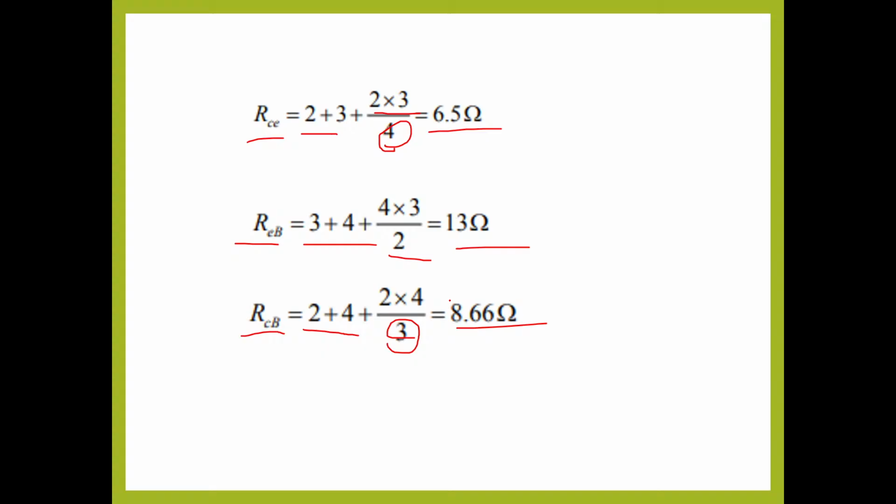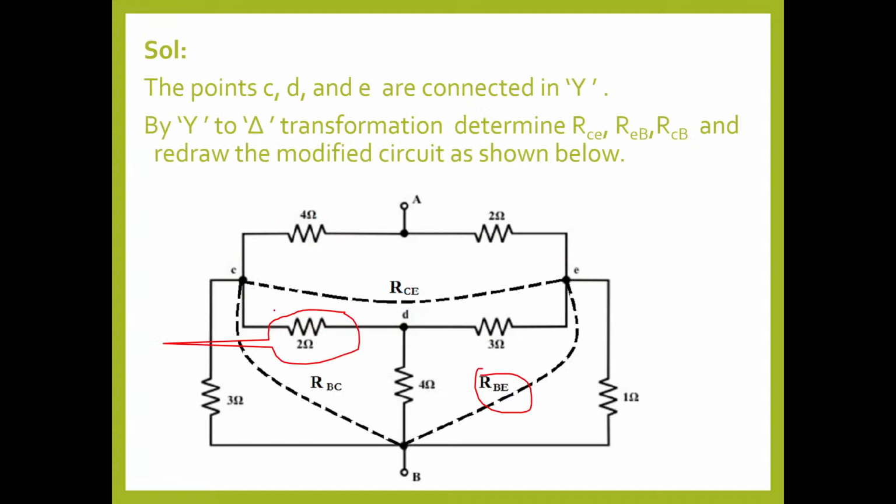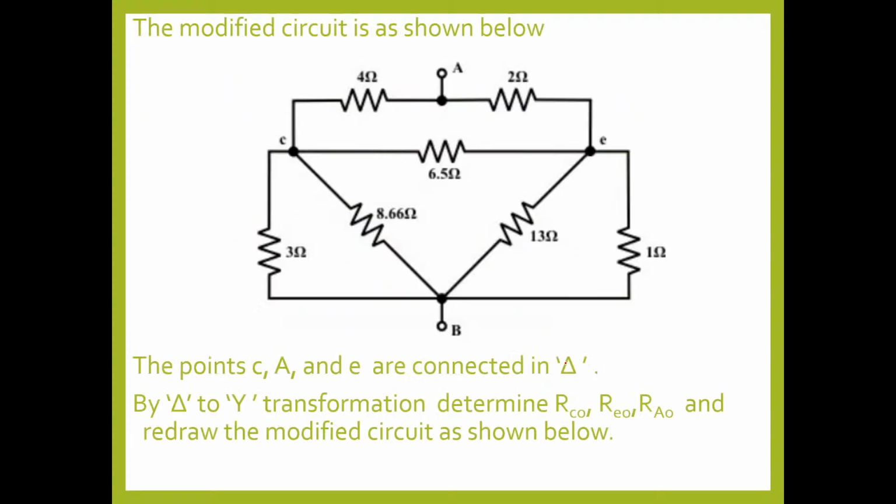Now you just remove all these resistors. Instead of them, draw RCE, RBC, and RBE. So you will get this circuit, and replace these resistance values with the ones you have calculated.